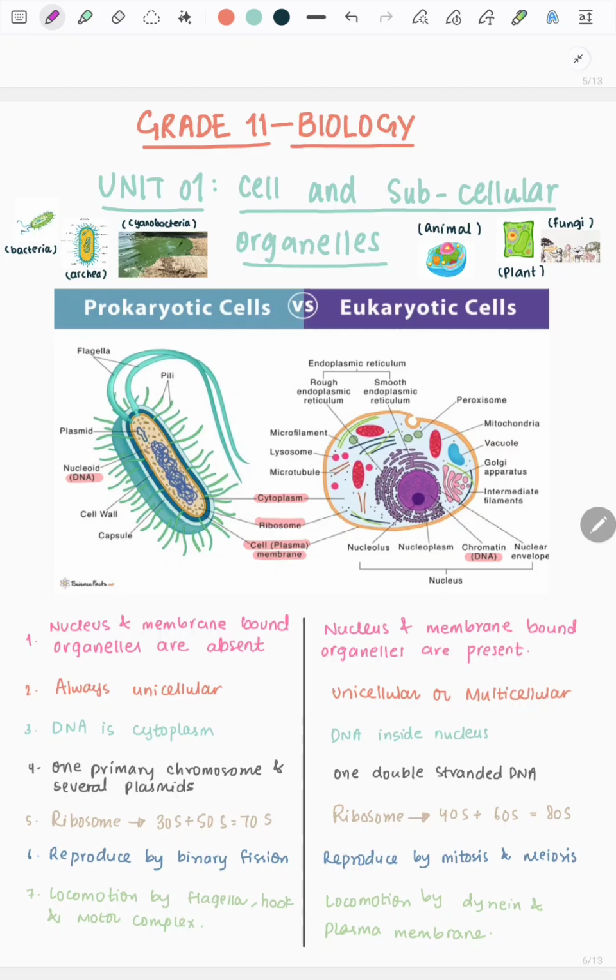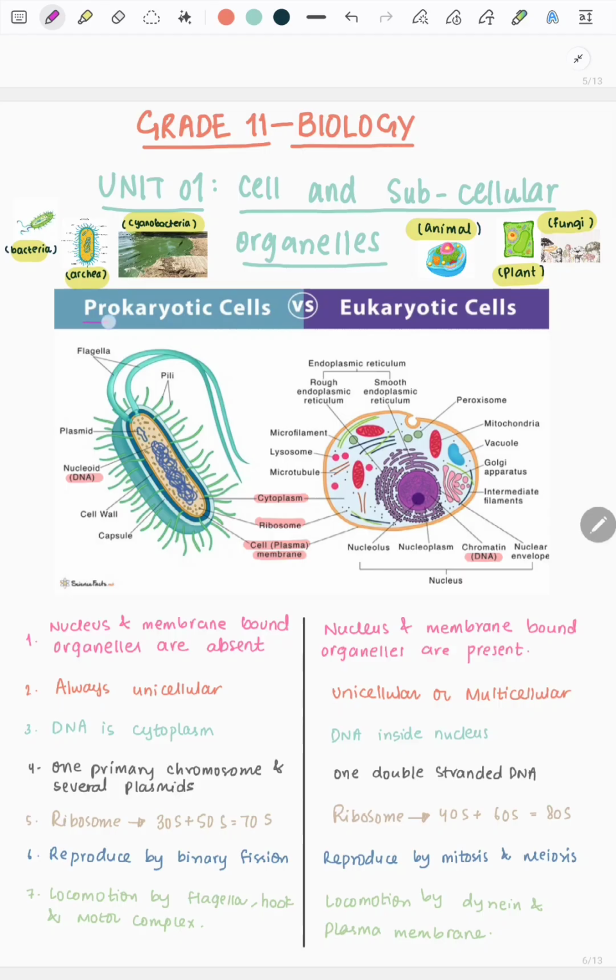Broadly, there are two types of cells, the prokaryotic cells and the eukaryotic cells. The prokaryotic cell includes bacteria, archaea, and cyanobacteria. These are all basically different types of bacteria. The eukaryotic cells include animals, plants, and fungal cells.